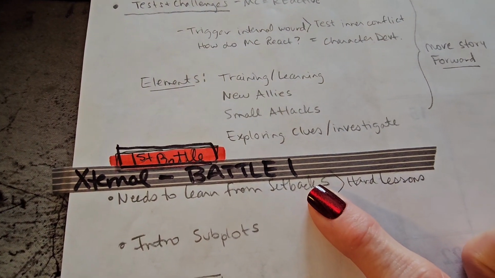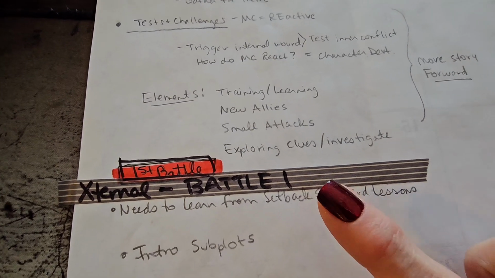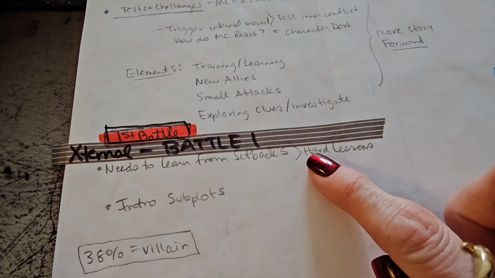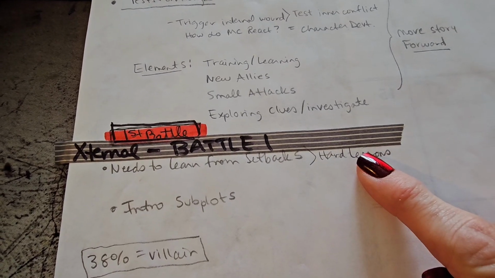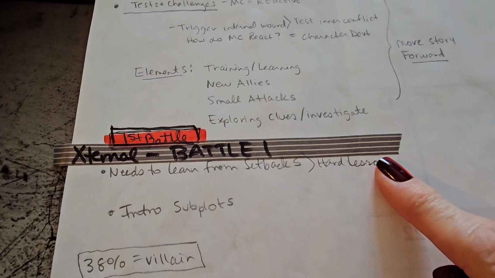This brings us to battle number 1, the first battle. This is where a challenge occurs whereby your main character needs to learn from their setbacks. They're learning hard lessons, right? They're getting their proverbial behind kicked in this first battle.